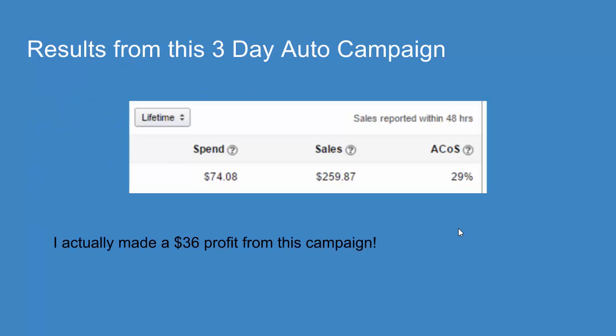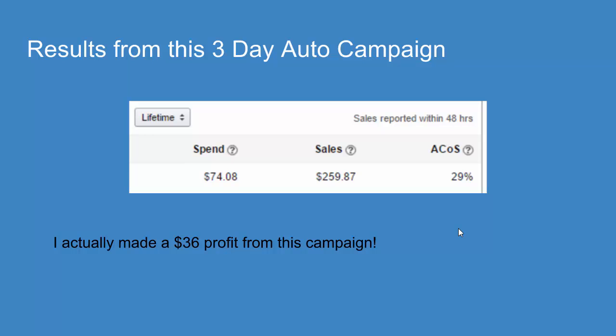So here are the results from this 3-day auto campaign. As you can see, I spent $74. I made close to $260 in sales, and my ACoS was 29%, which is actually really good. And I made a $36 profit from this campaign. I'm not going to run through all the numbers and how I got this figure, but if you check out the post on my site, you can see how I calculated all the numbers, expenses, revenue, and all that to get to this $36 profit.